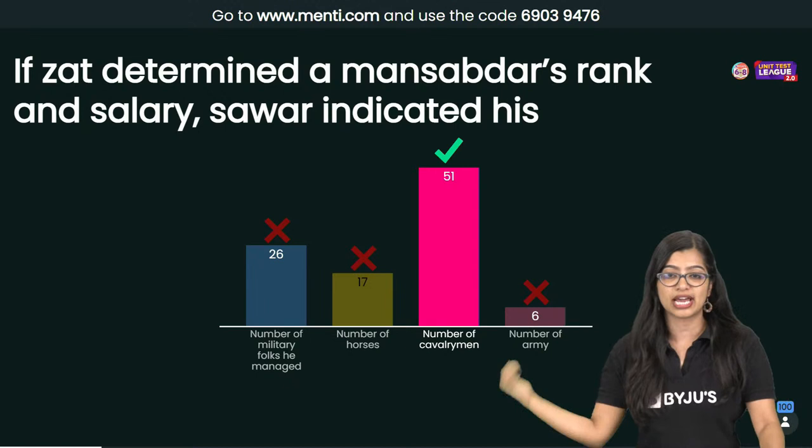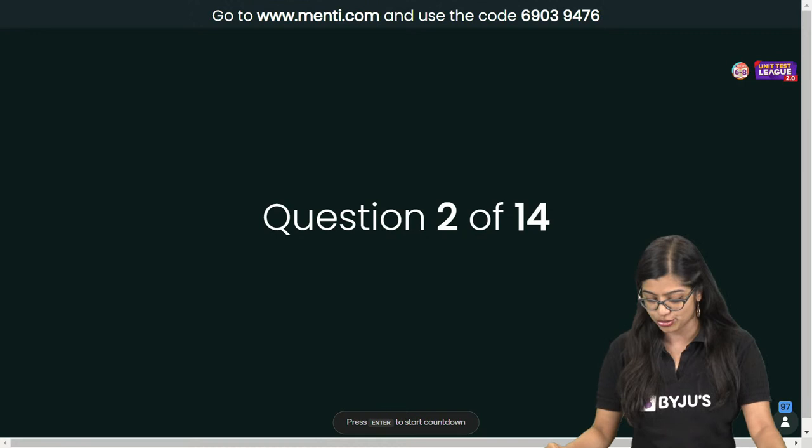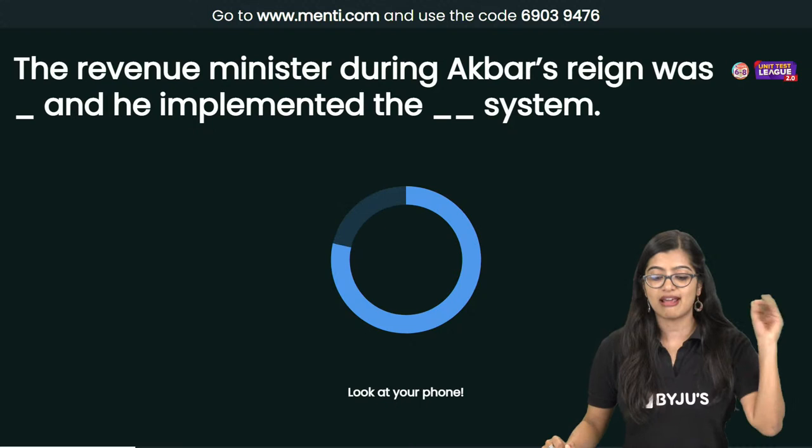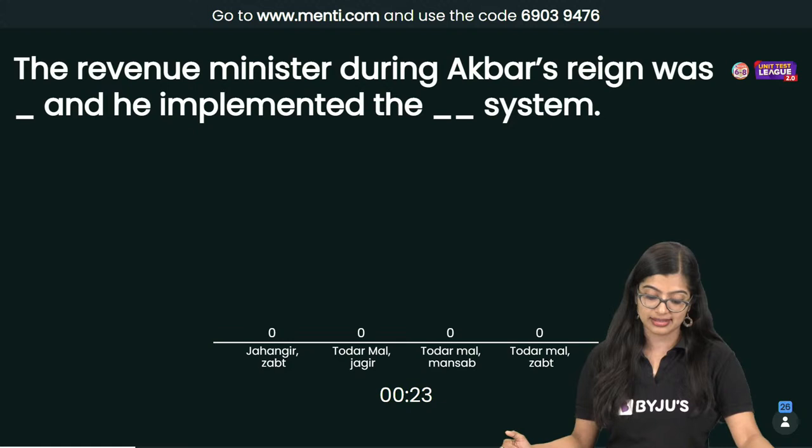Now moving on to the next one, right? Next question number 2. No problem if it is a misclick, no issues. Let's have a look, everybody. Question number 2 on your screens. The revenue minister during Akbar's reign was Dash, and he implemented the Dash system. Was it Jahangir and Zabt, Todarmal and Jagir, Todarmal and Mansab, or Todarmal and Zabt? So easy, bachas. So easy.